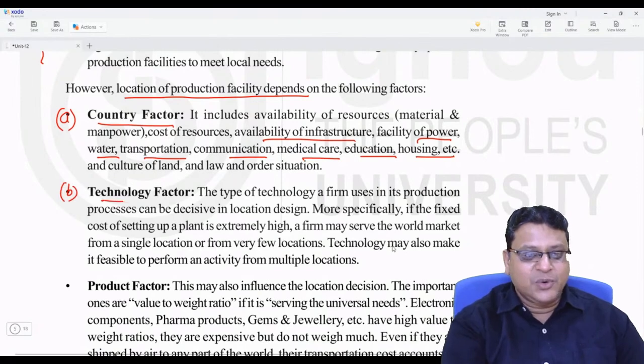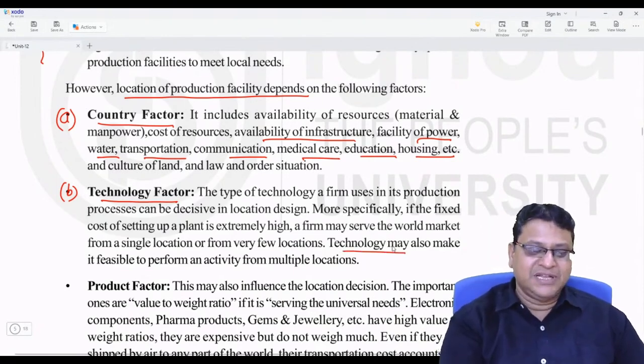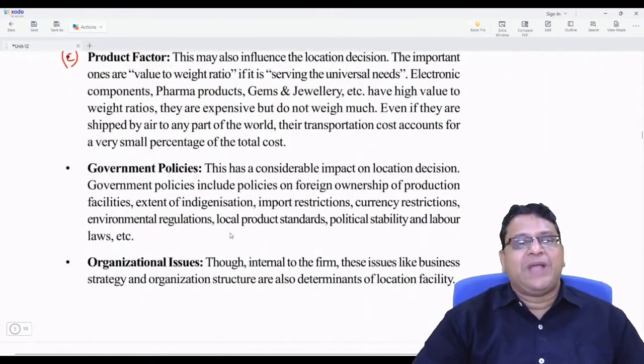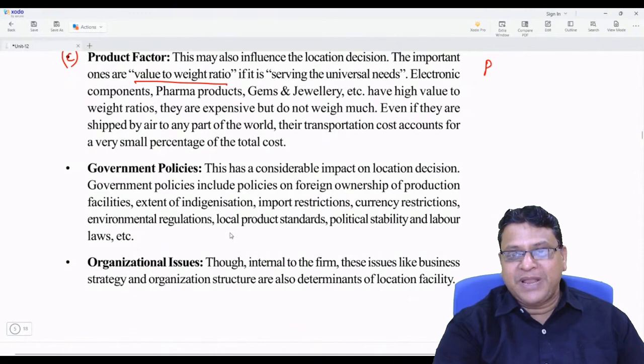Second one is technology factor, whether the required technology is available in that area or not, in that country or not. Third one is product factor. In this case, you have to calculate value to weight ratio. What is value to weight ratio? Value to weight ratio is simply product value by product weight.